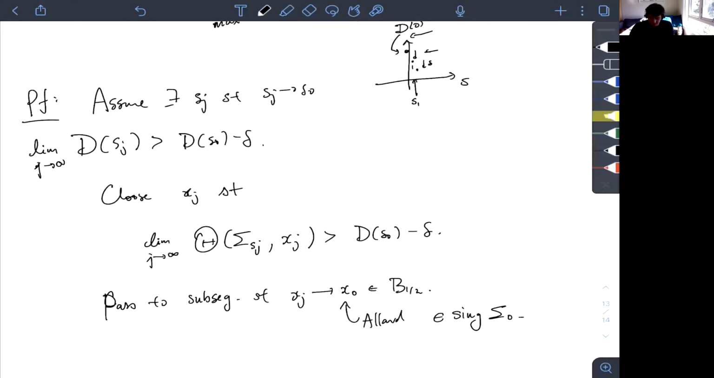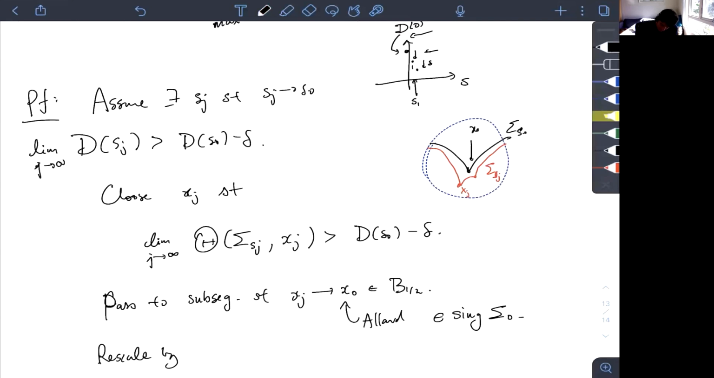Because, at least ignoring some technicalities, we have these surfaces Sj. Here is sigma Sj, here's Xj, and they're converging to some X naught. And remember that singularities converge to singularities, right? So the limit of these Xj's must still be a singular point. But now what I want to do is rescale by the distance from xj to x naught.